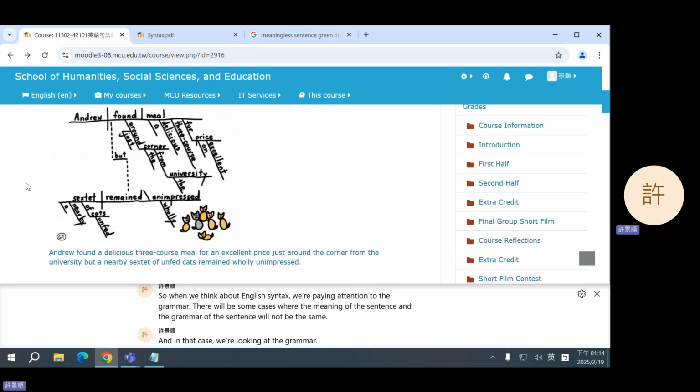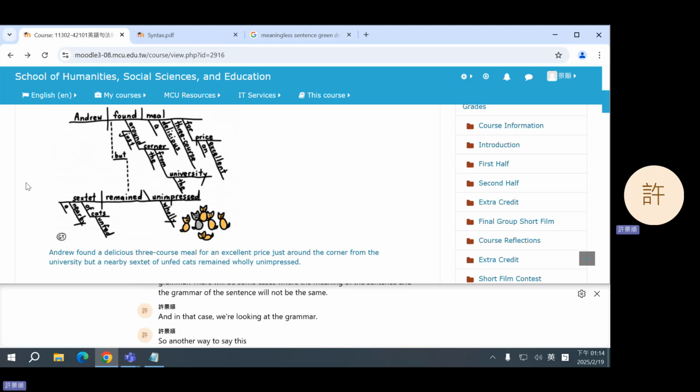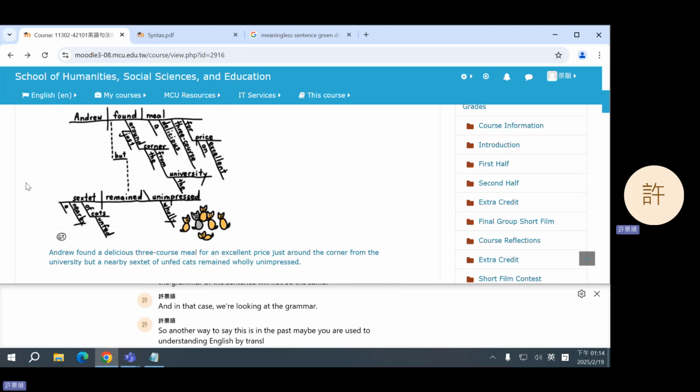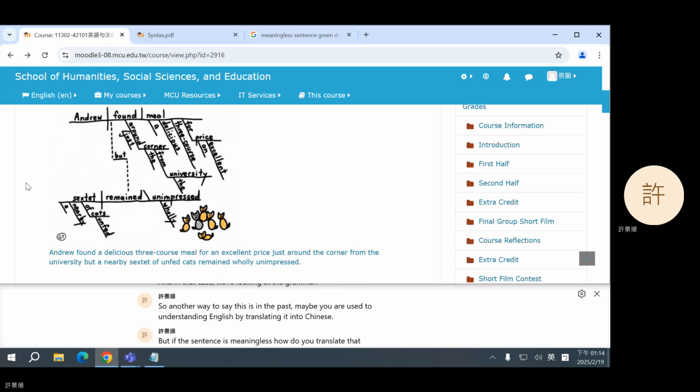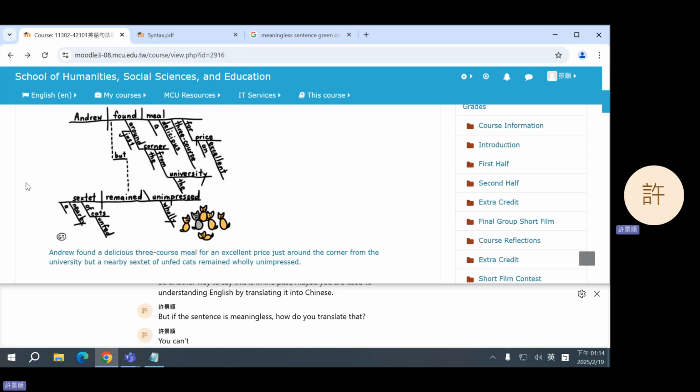So another way to say this is, in the past, maybe you are used to understanding English by translating it into Chinese. But if the sentence is meaningless, how do you translate that? You can't. So you do have to pay attention to what is going on in the grammar of the sentence.